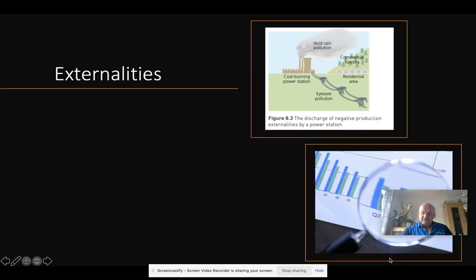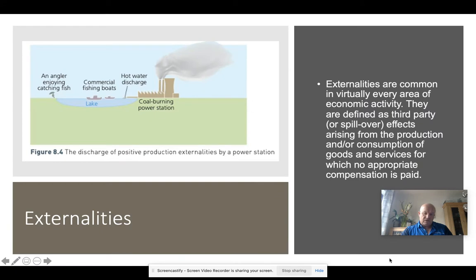Let's take a look at this in a little bit more detail. We've got a couple of examples, one showing the positive production externalities caused by a power station. You might think, are there any positives? Well, in this instance, if hot water is discharged into the lake that the coal-burning power station is based at, the warmer water will encourage an increase in the size of fish, and also higher yields from the lake. That could clearly be considered a positive production externality.